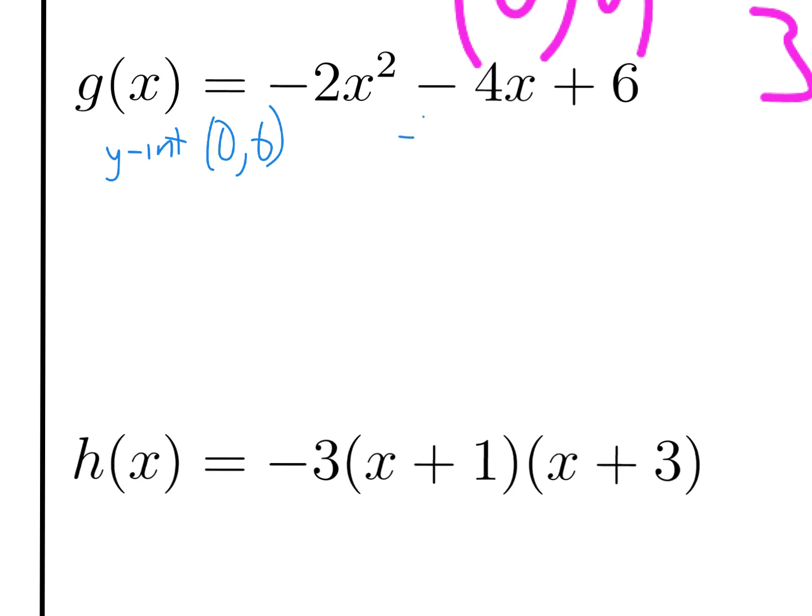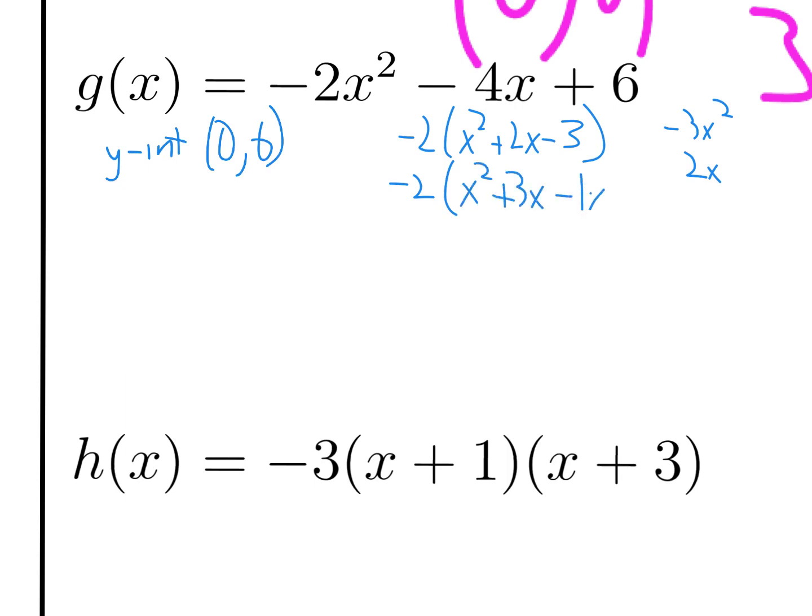If I take a negative 2 out, that's x squared plus 2x minus 3. Ooh, I can factor that. So if I factor that, I need things that multiply to negative 3x squared and add to 2x. So that's going to be 3 and negative 1. So x squared plus 3x minus 1x minus 3.